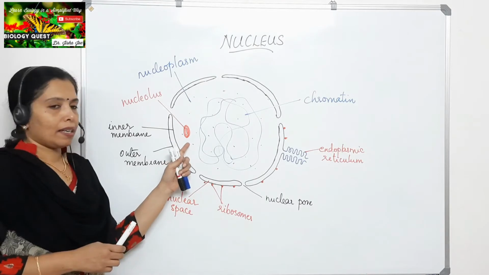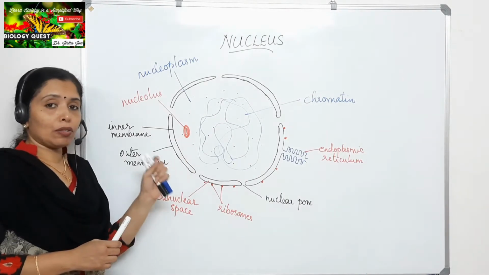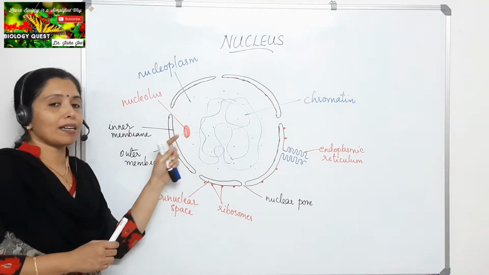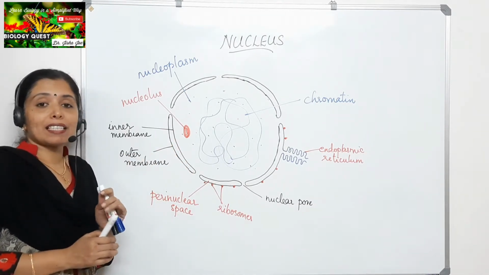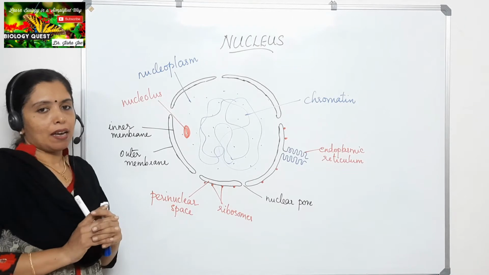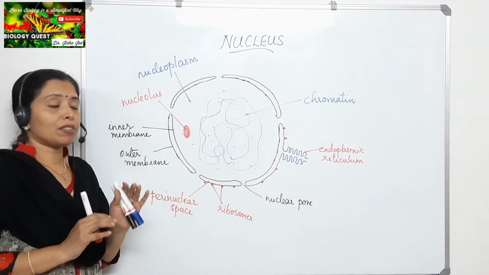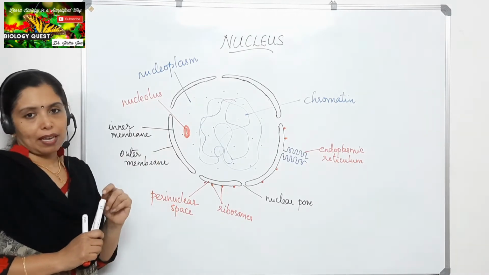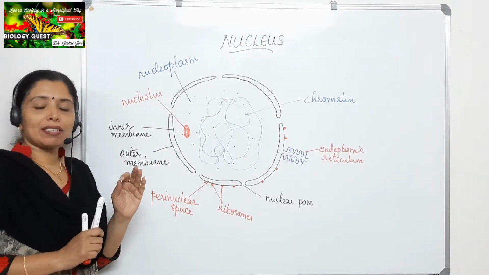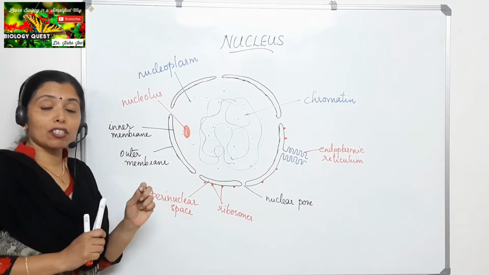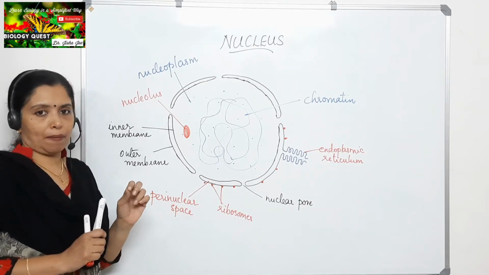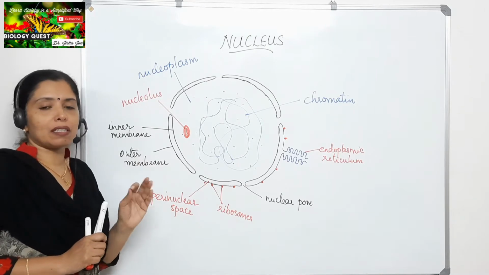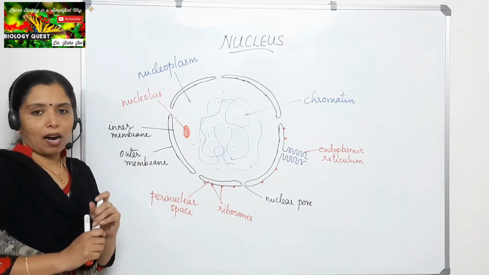The nucleoli, or the nucleolus (singular, nucleoli plural), is, as you can see here, a spherical body and it is not bounded by any membrane. A spherical body which is not bounded by any membrane, that is the nucleolus. And the function of the nucleolus is that it helps in the synthesis of ribosomal RNA. The nucleolus is the site for active synthesis of ribosomal RNA.